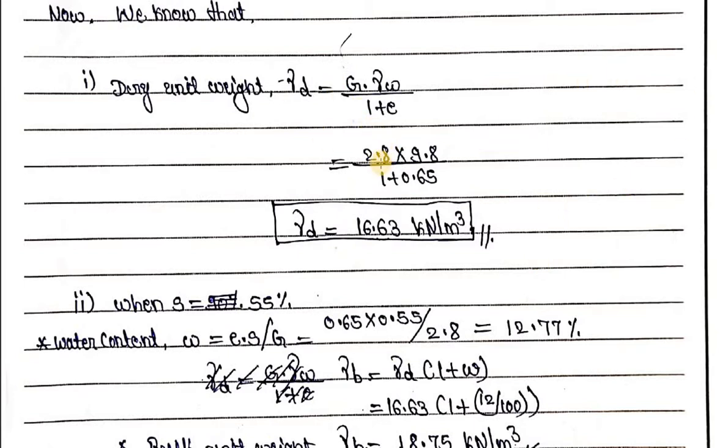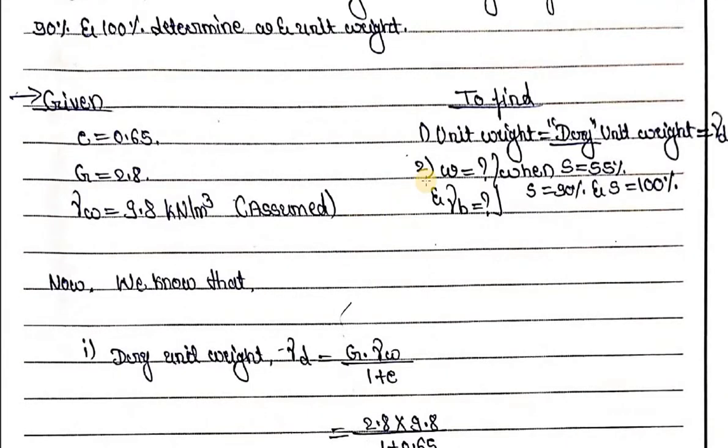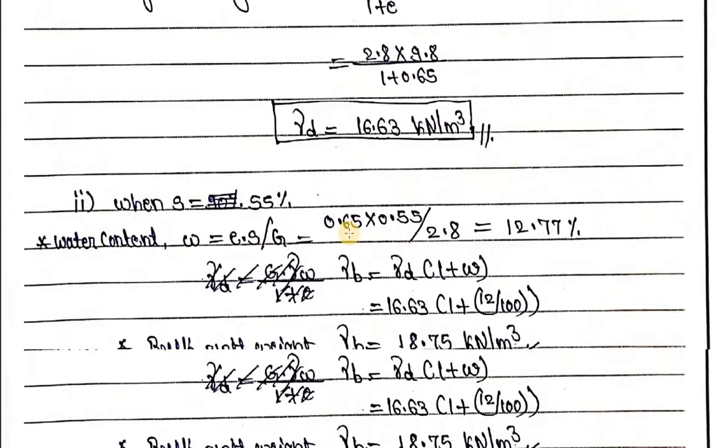After substituting these values, G is equal to 2.8, γw is equal to 9.8, 1 I am going to keep as it is, and void ratio is equal to 0.65. So γd is equal to 16.63. Remember the unit, kilonewton per meter cube. Now I am going to move to the second case. I need to find the water content and bulk unit weight when the degree of saturation is 55%, when it is 90%, and when it is 100%.